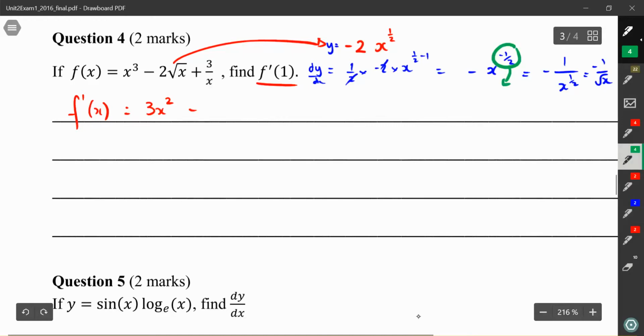-half, we can bring it to the bottom, and that's what I did. And then x to the power of half is the same thing as square root. Okay, so I'm just going to write over here. This is -1 on root x, and then it's plus.